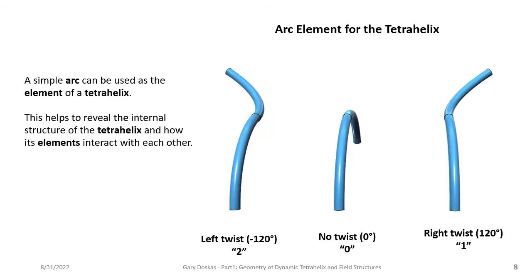Arc element for the tetrahelix. A simple arc can be used as the element of a tetrahelix. This helps to reveal the internal structure of the tetrahelix and how its elements interact with each other. This is a left twist. This is no twist, and this is a right twist.